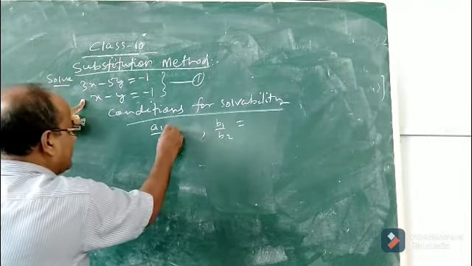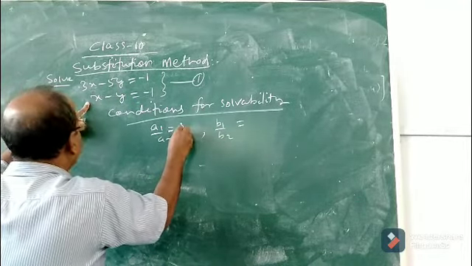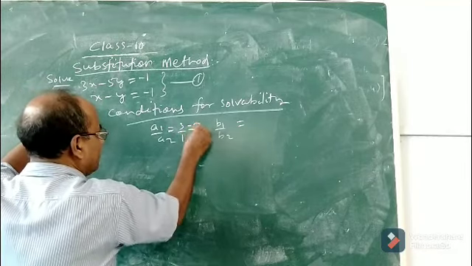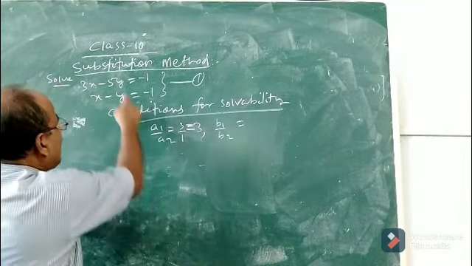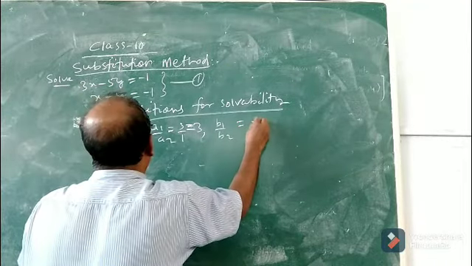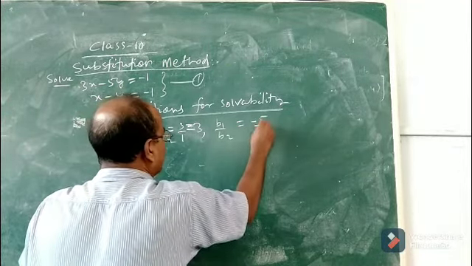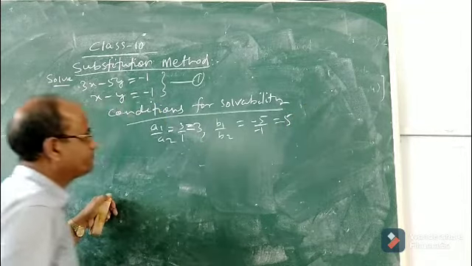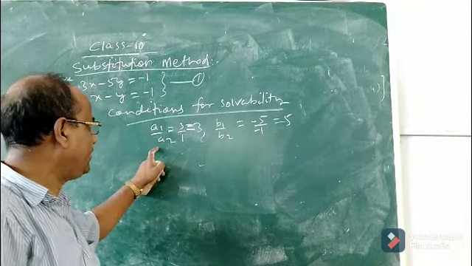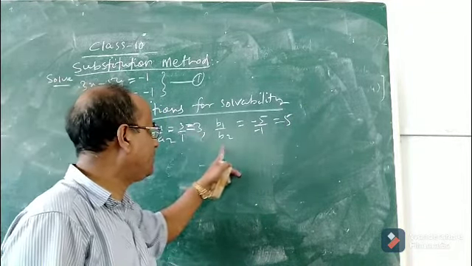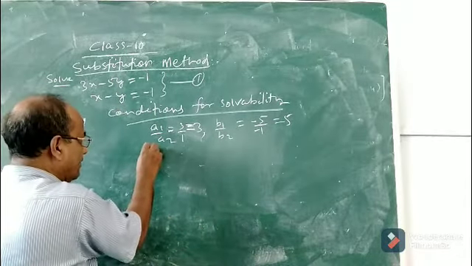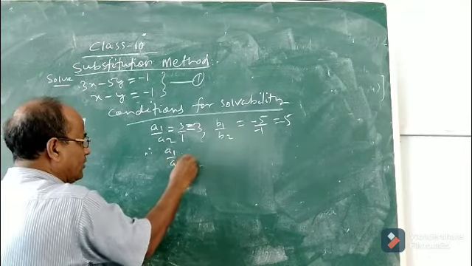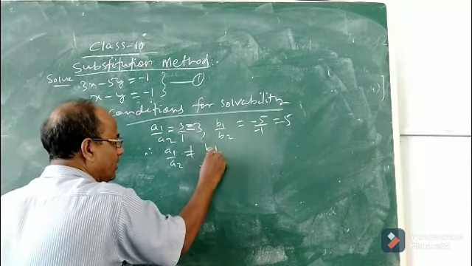See, a1 by a2 in this case is 3 by 1. It is 3. The value of b1 by b2 is 5. Now see, a1 by a2 equals 3 and b1 by b2 equals 5. Clearly they are not equal. Therefore a1 by a2 is not equal to b1 by b2.